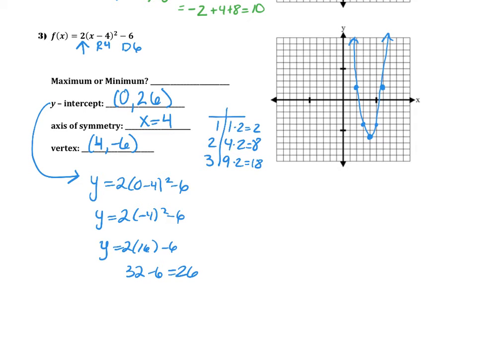And this top question says, is there a maximum or a minimum? And this kind of relates back to our functions unit. Since my parabola has a low point or is facing upward, this graph would have a minimum.